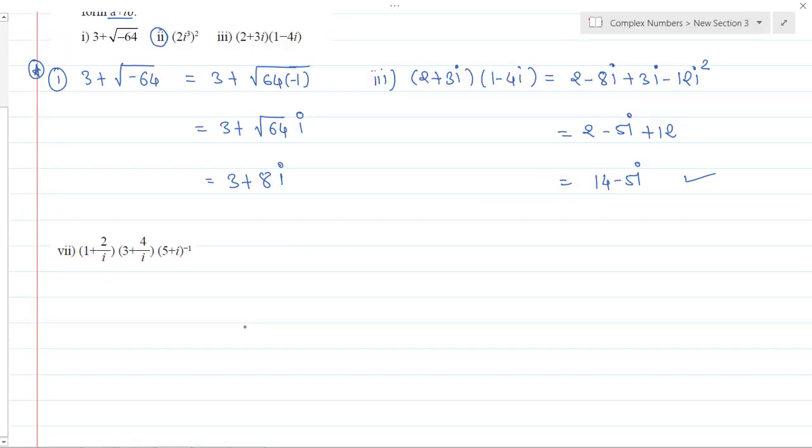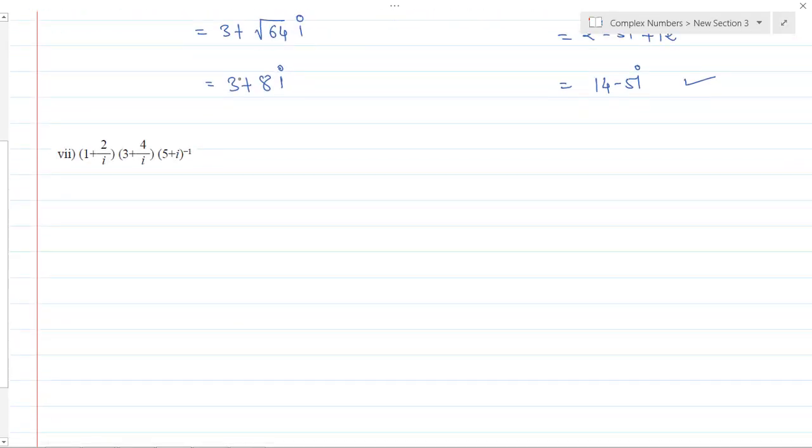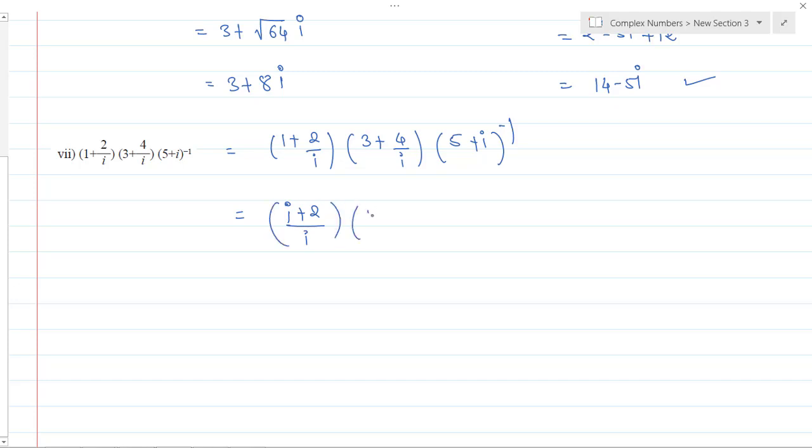Okay, how to proceed? Look here. So what is the question? It is 1 plus 2 by i into 3 plus 4 by i into 5 plus i inverse. Okay, then how will you do this? Do cross multiplication on it first. So you will get i plus 2 upon i, the first bracket. The second bracket is what? It is 3i plus 4 upon i. The third bracket will be what? It is an inverse, so take its reciprocal, so it is 5 plus i.